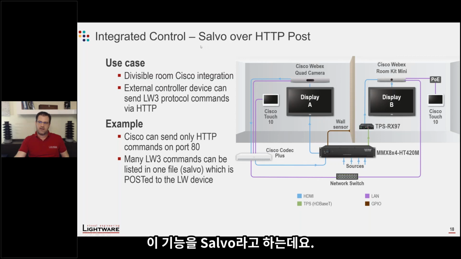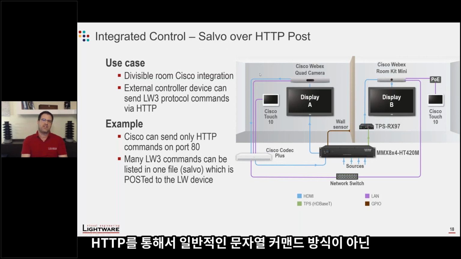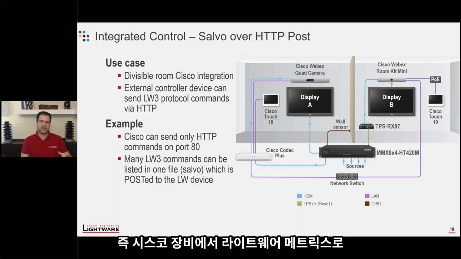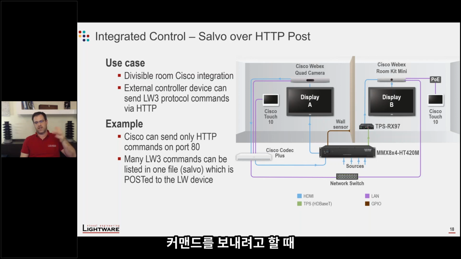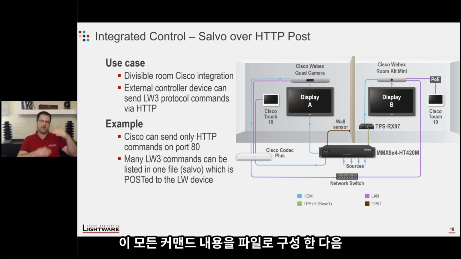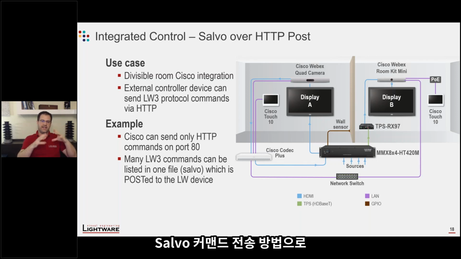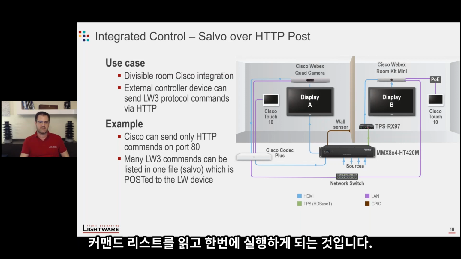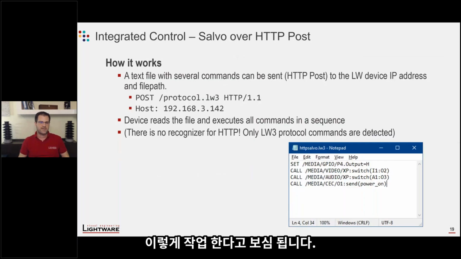The reason why we are calling this a Salvo is because HTTP allows us to send a complete file and not only a simple command. So it turned out that if the Cisco wants to send a command to the Lightware matrix, probably it will have to send even more commands. And all of those commands can be listed in a single file, and that's why we call it a Salvo, a command sequence. It can be posted over HTTP to the matrix, and it will read all the commands and execute them in a sequence. So this is how it works.